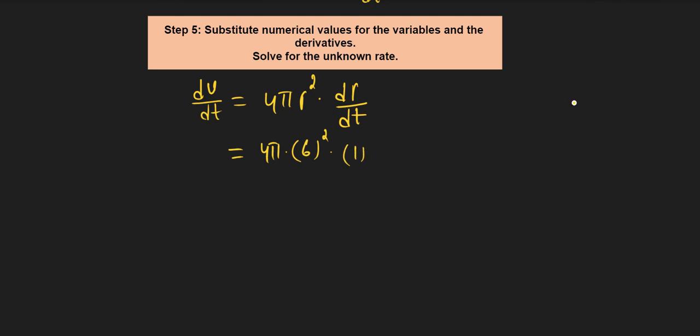So in this case, what is the rate of change of volume with respect to time t? We just have to multiply 36 times 4, which is 144 pi, and then units are very important, so the units will be cubic centimeters per second. So that is the change in volume in this case. So this is how you will solve this problem.